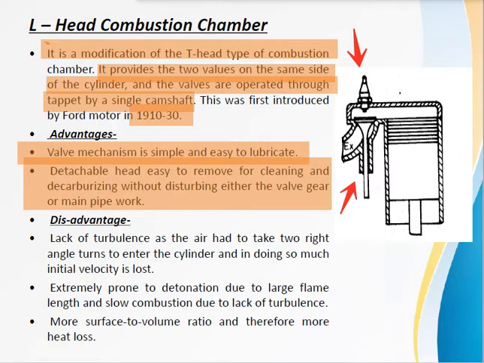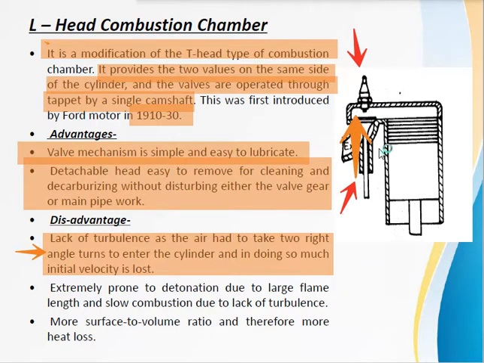Now let us go through some disadvantages. Lack of turbulence, as the air has to take two right angle turns to enter the cylinder, so the initial velocity is lost. So what is the main disadvantage? The charge has to take two 90-degree turns like this. So this is the first 90-degree turn and the second 90-degree turn it has to take here.